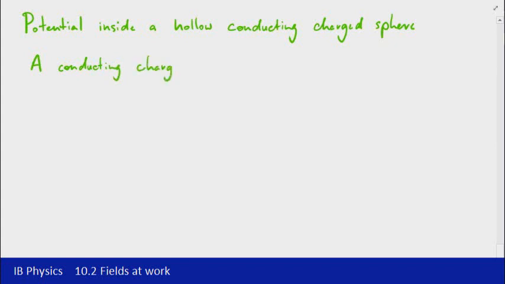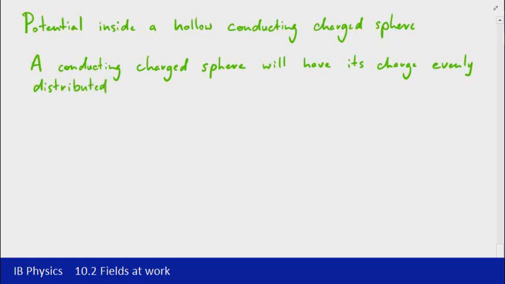I'll stop using this full term hollow conducting charged sphere, but to start with, if we look at a conducting charged sphere, it's going to have its charge evenly distributed across the surface. When we say charged, we basically mean that we've either got an excess of electrons or a lack of electrons. We'll just deal with a positive charge, so a lack of electrons, for the purposes of what we're looking through here, but it equally applies if you've got a negative charge as well.